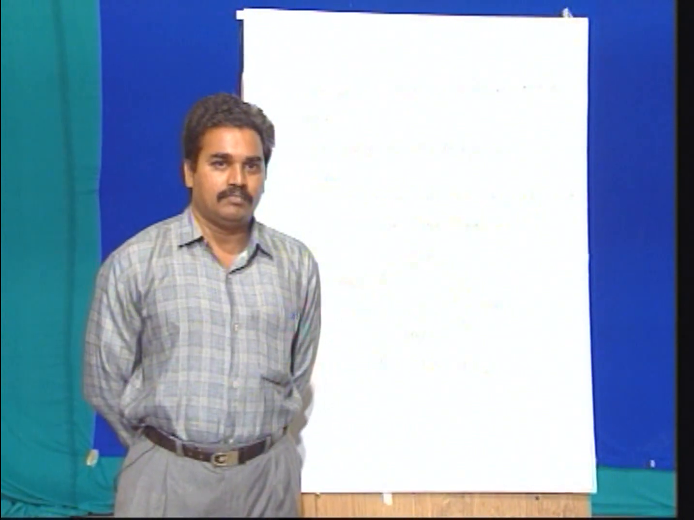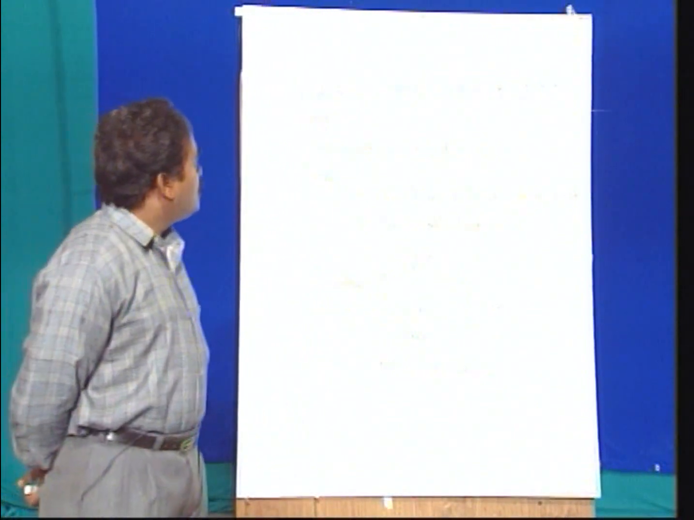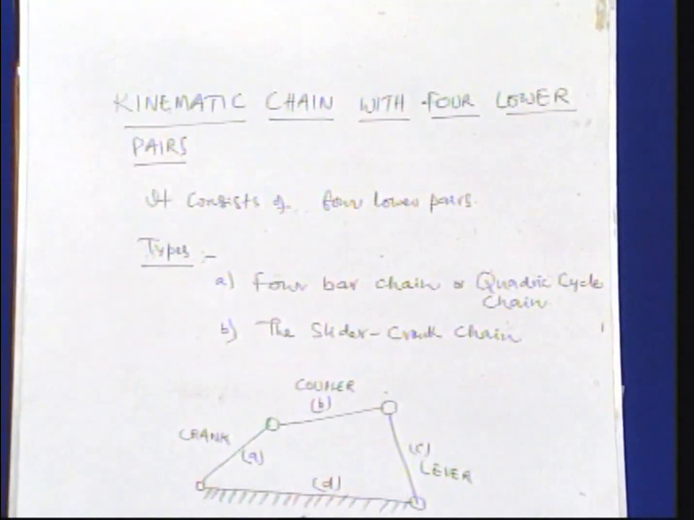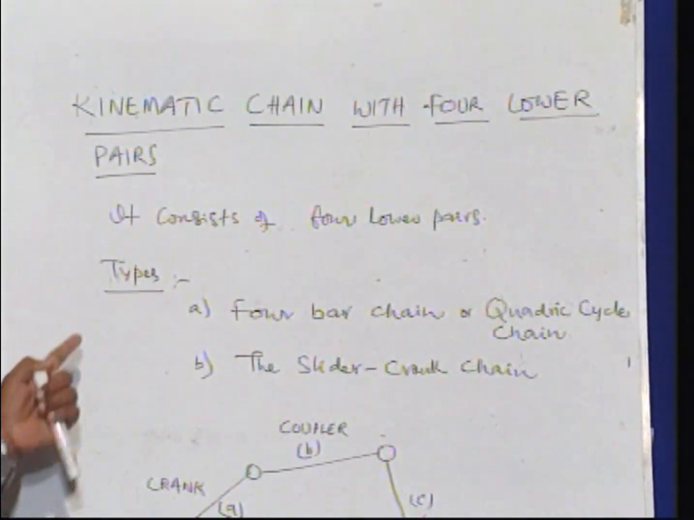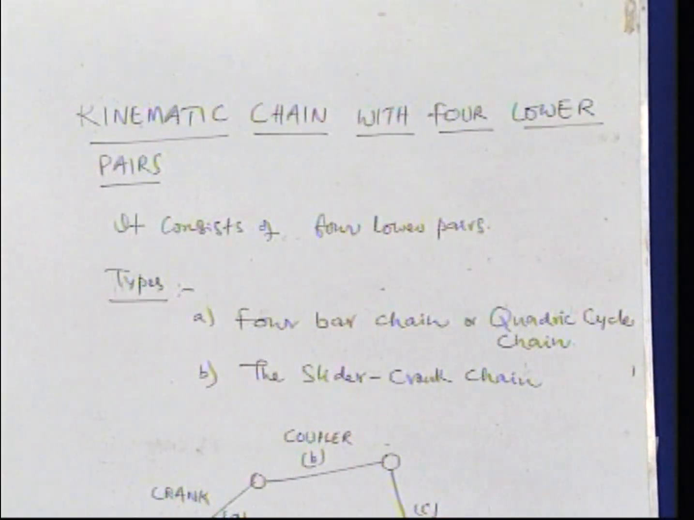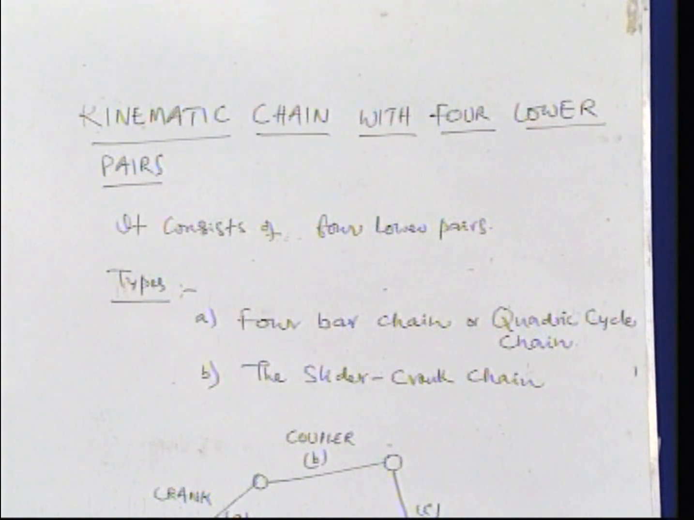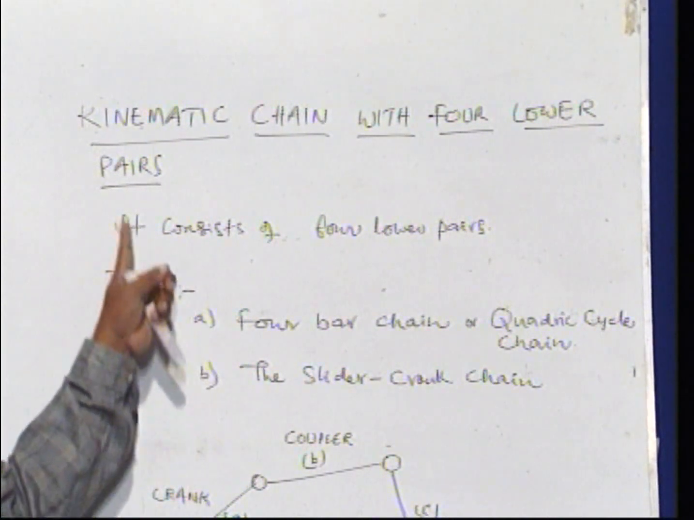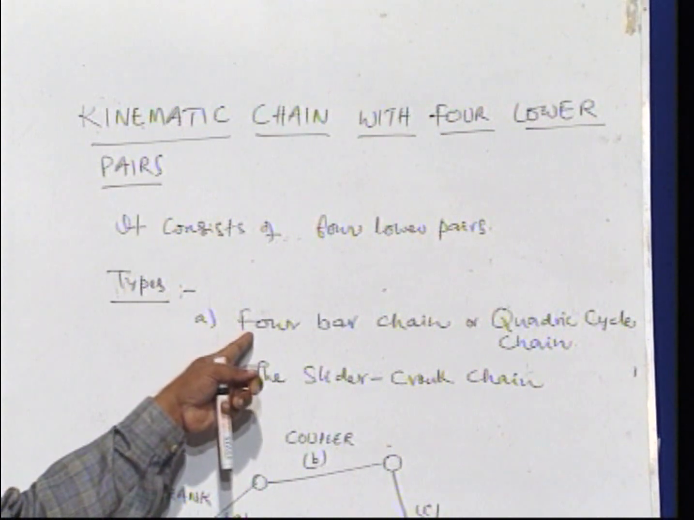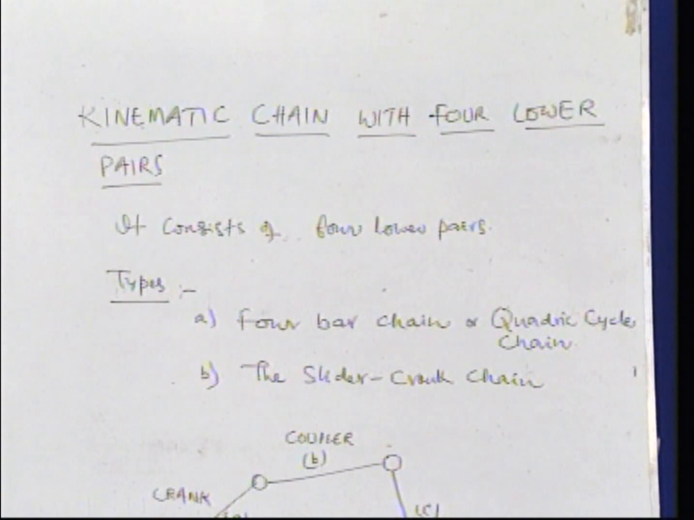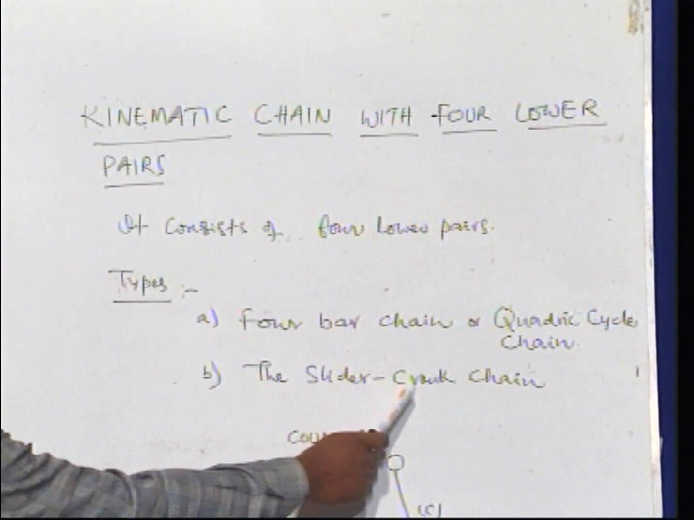We now go to what is called a kinematic chain with 4 lower pairs. It is that chain which consists of 4 pairs, and all the 4 pairs are lower pairs. The types of the kinematic chain with 4 lower pairs are the 4 bar chain or quadric cycle chain, and the second is the slider crank chain.